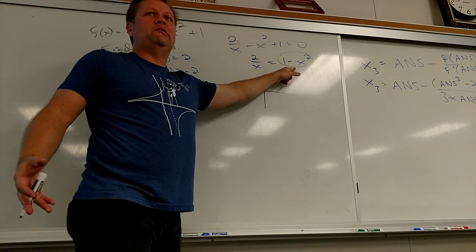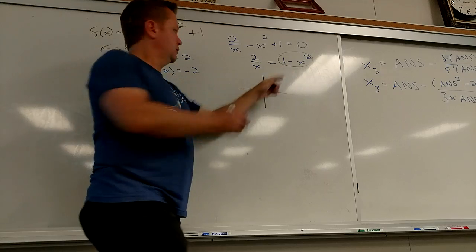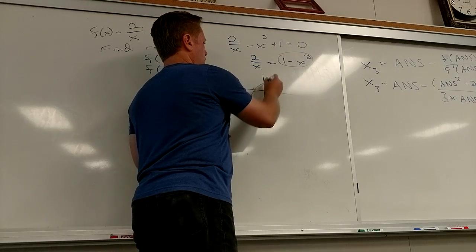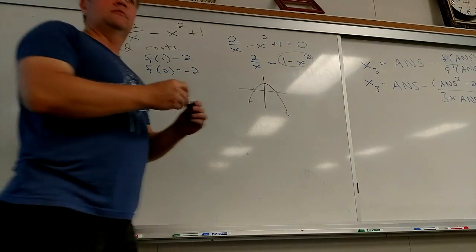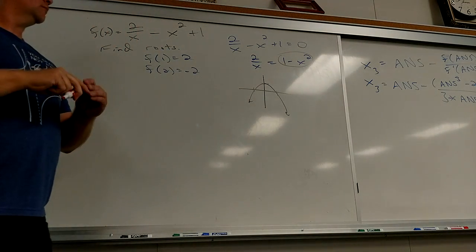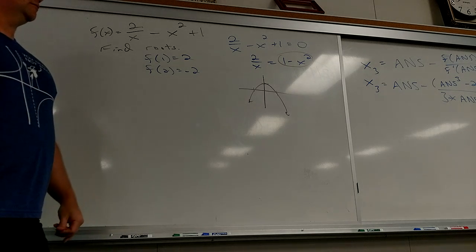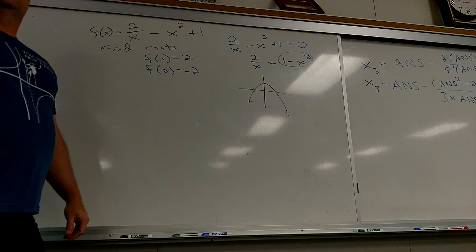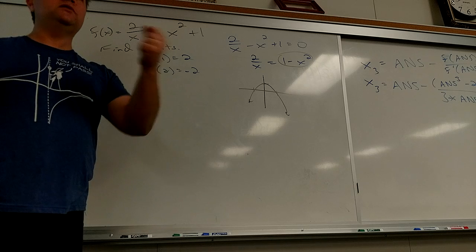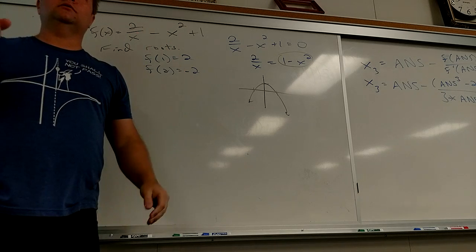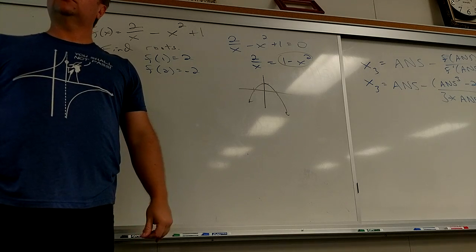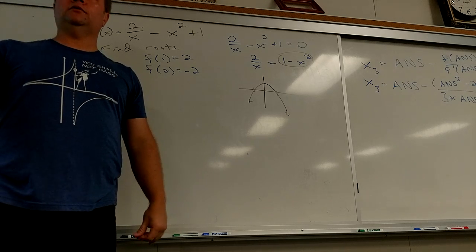Downward parabola, shifted up 1. I like it. So the x-intercept's even. And that's this side. Anybody tell me anything about this side? What does something over x look like? What does 1 over x look like? You guys should know.